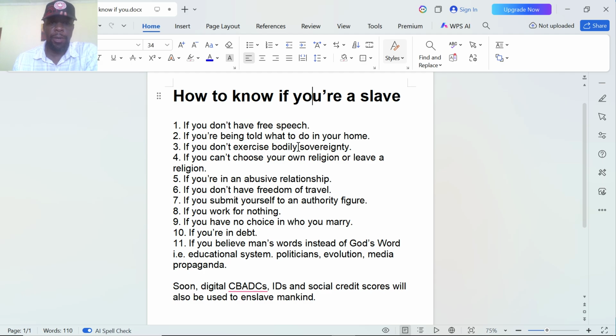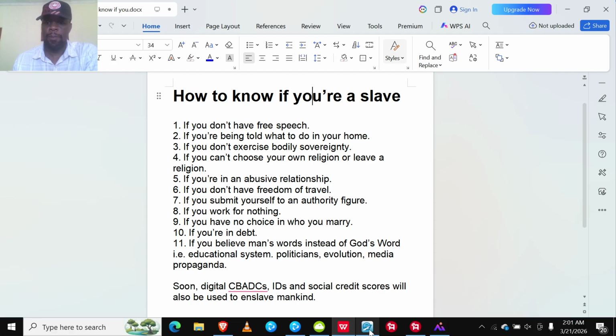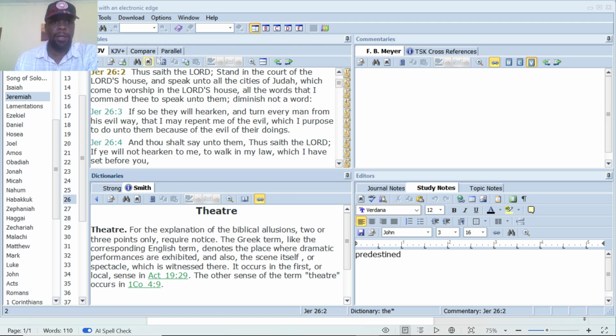Second one I want to talk about is if you're being told what to do in your home. So if you're an adult and you've moved out from home, whether you're married or not, if you've moved out from home, you are free to do what you want in your own home. And in the scriptures, there are several texts that prove this point. Let me just bring them up on eSword.